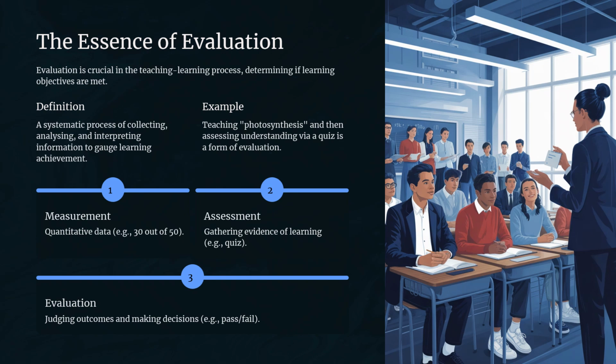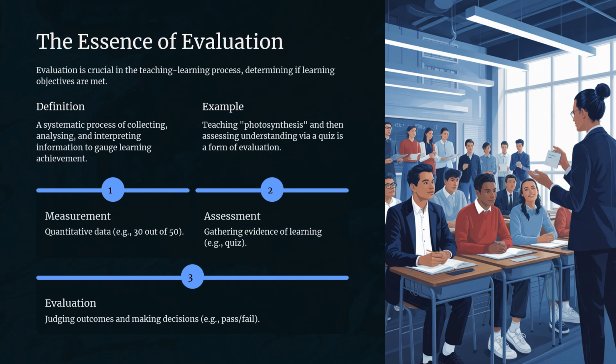In today's session, we are going to understand the essence of evaluation. Evaluation is an important part of the teaching learning process because it helps us determine whether the intended learning objectives have been achieved. In simple words, evaluation tells us how far the learner has achieved the expected learning outcomes. Evaluation is a systematic process of collecting, analyzing, and interpreting information to judge learners' achievements.